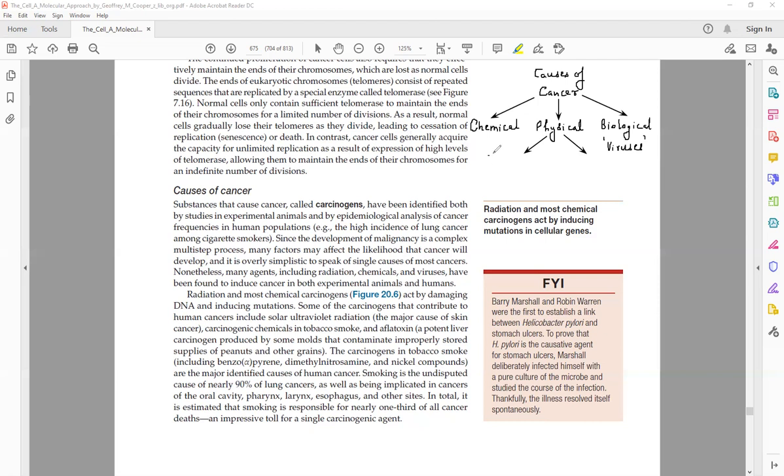One is ionizing, and another one is non-ionizing. Ionizing radiation includes alpha radiation, beta radiation, and gamma radiation, and non-ionizing radiation includes the UV radiation and the X-rays which are present.